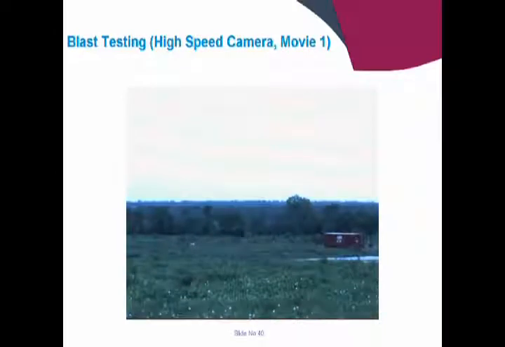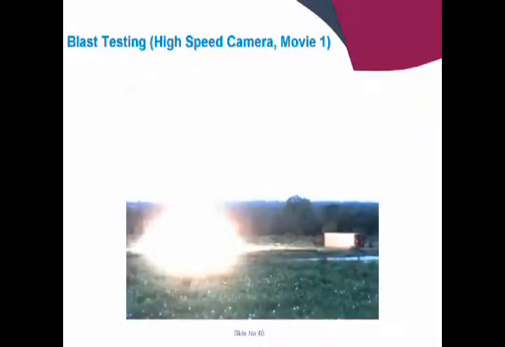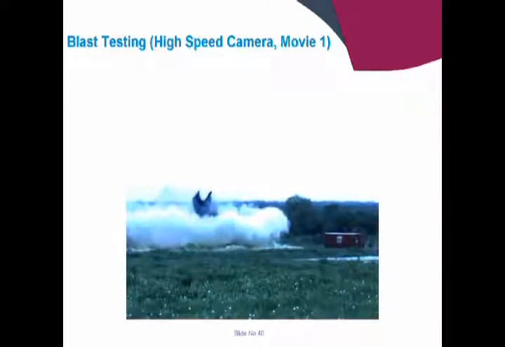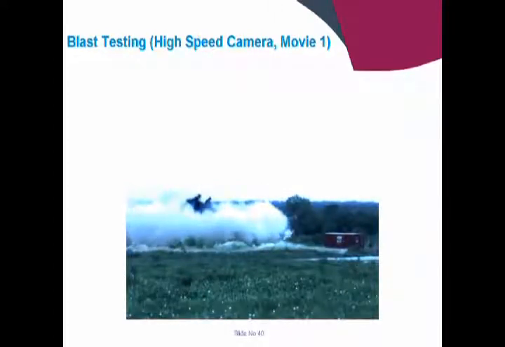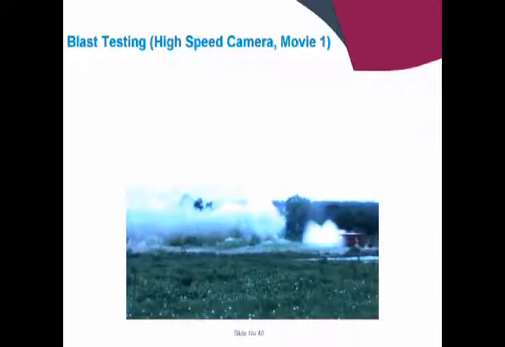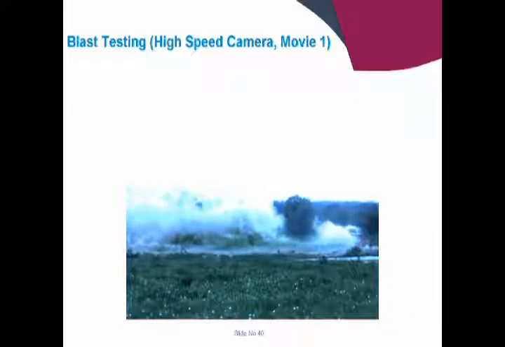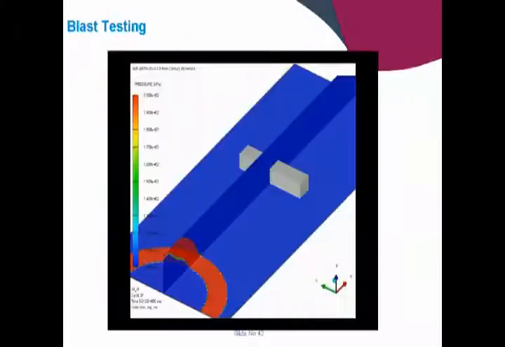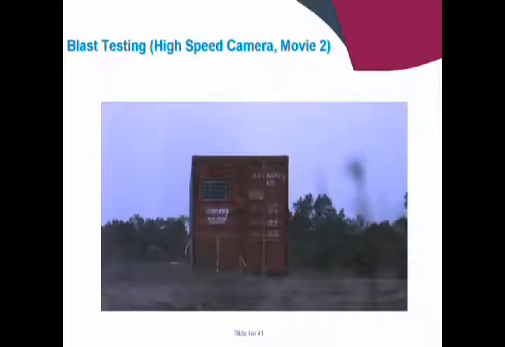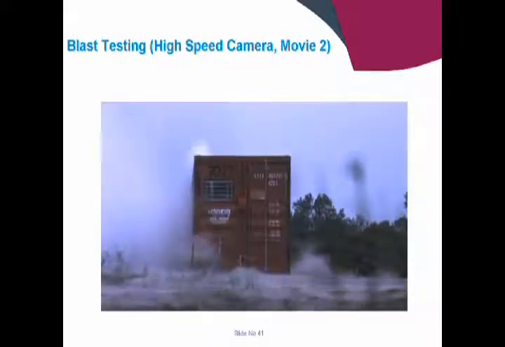Let's see if this video will work. As you see, this is the test, and you can see the shock wave propagating towards the building, with the hemispherical shape of the shock wave. This is the high-speed camera looking at the building. Look here, you will see how the blast wave propagates, then hits the wall and reflects. That reflection caused at least double the blast load on the building.